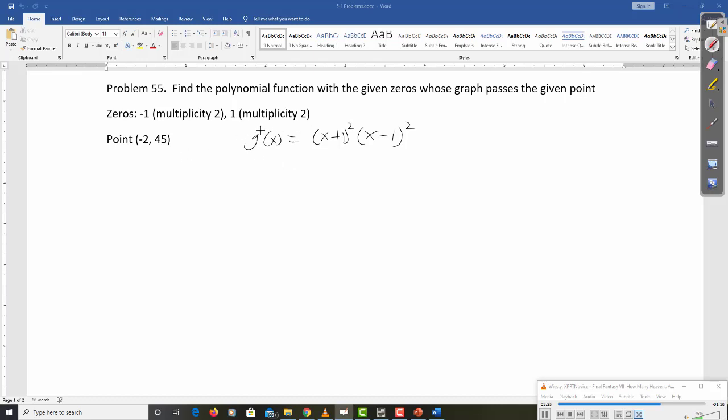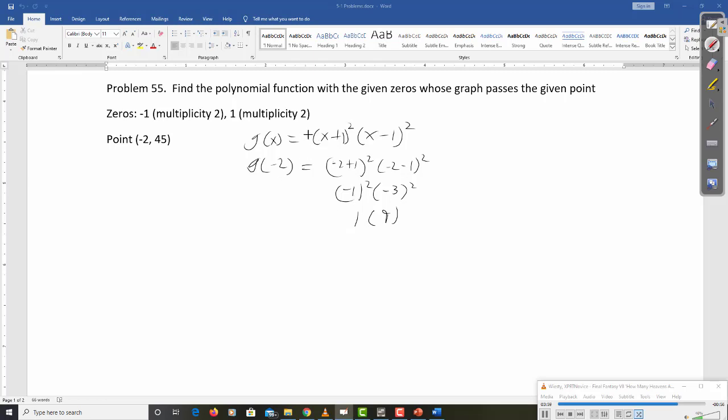But we need this to go to 45. And right now, if I plug in negative 2, g of negative 2 is negative 2 plus 1 squared, negative 2 minus 1 squared. That is negative 1 squared times negative 3 squared, which is 1 times 9. Now, that is 9, and I need it to equal 45.